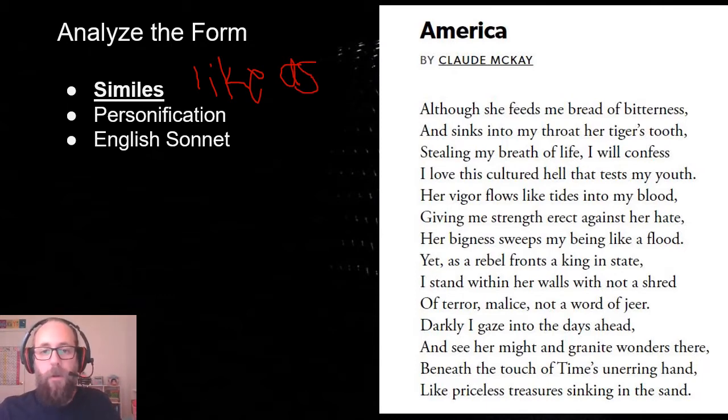Okay, so let's go back through here and read. As we go, we're going to circle anything we see with like or as. Although she feeds me bread of bitterness and sinks into my throat her tiger's tooth, stealing my breath of life, I will confess, I love this cultured hell that tests my youth. Her vigor flows like tides into my blood. There's like. Into my blood, giving me strength erect against her hate. Her bigness sweeps my being like a flood. There's like. Yet as a rebel fronts a king in state. Oh, there's as. I almost missed it.